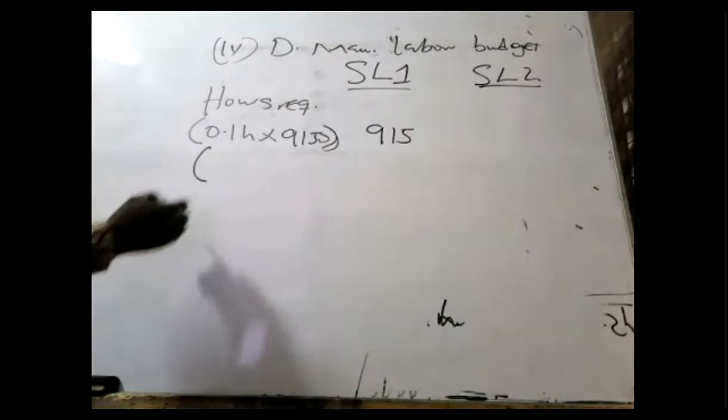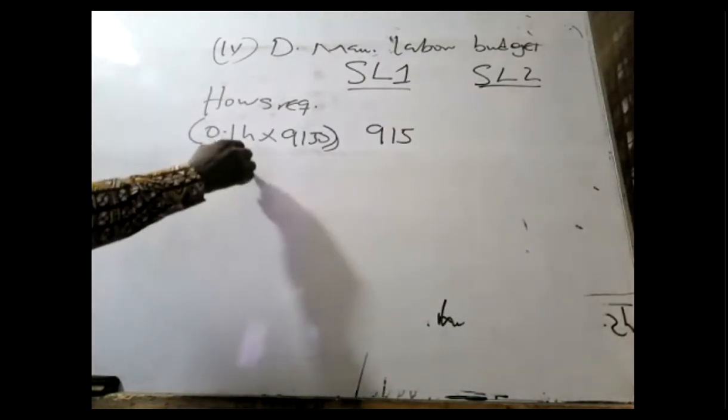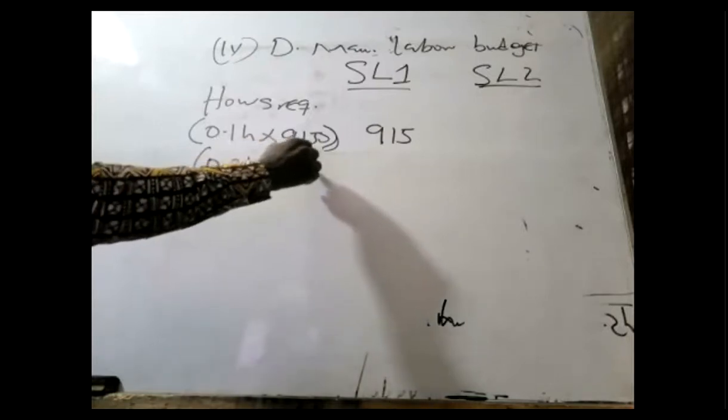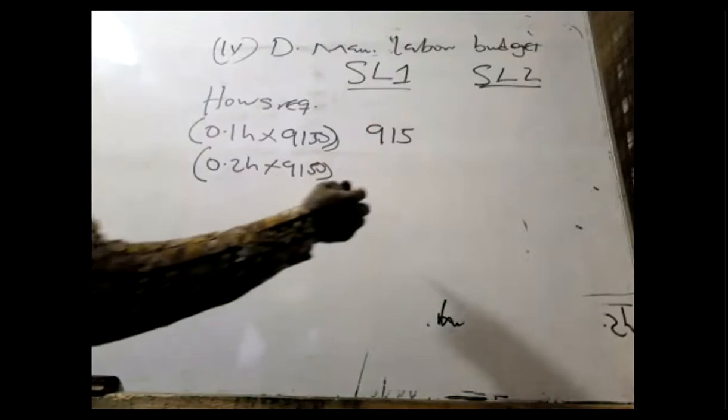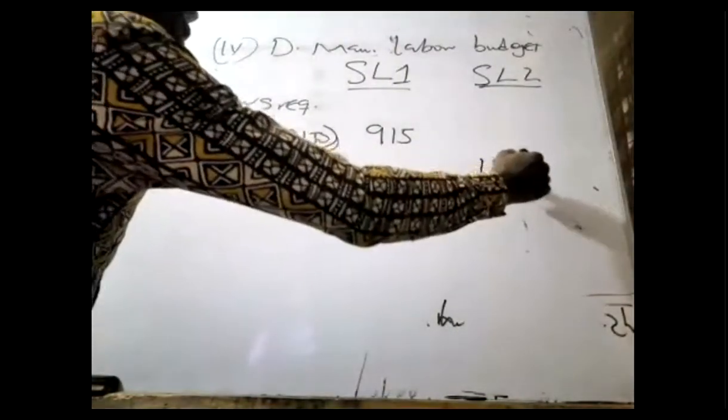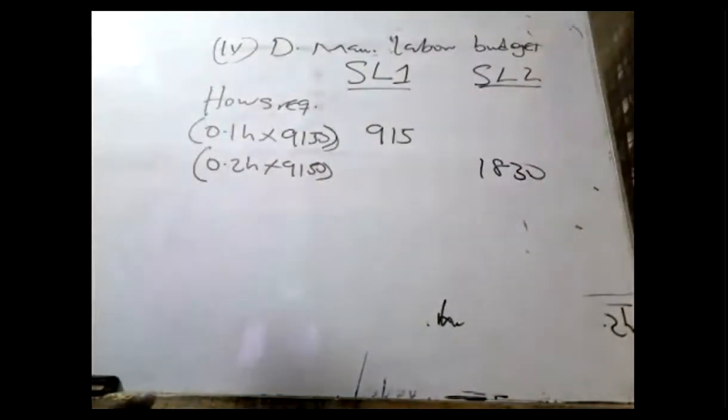For the second one, 0.2 hours times 9,150, and that one will be twice of this. That gives us 1,830. This is the total hours required.